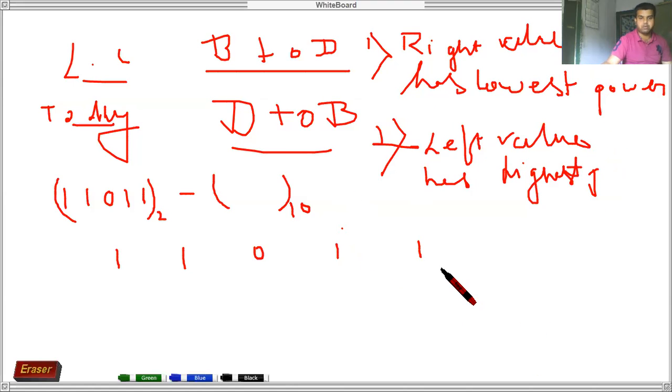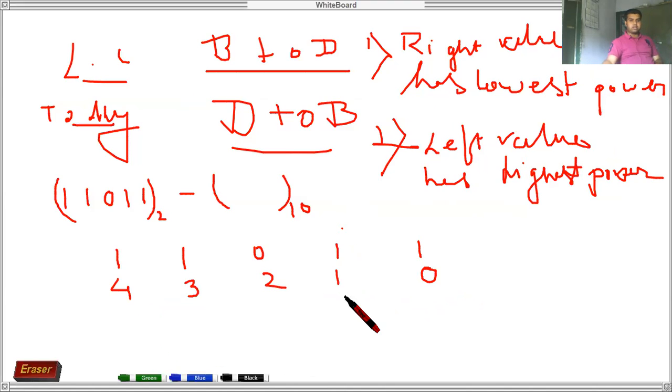So what is the power of this value? It is 0, 1, 2, 3 and 4. Less of talking, more of listening. So right value has the lowest power. What is the power? Power is 0. And the left has the highest power, that is power is 4. So we will number this 0, 1, 2, 3, 4.